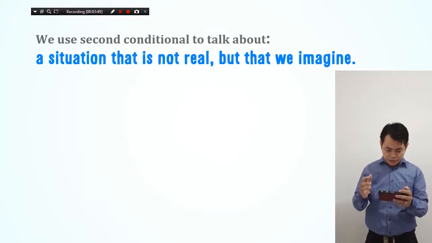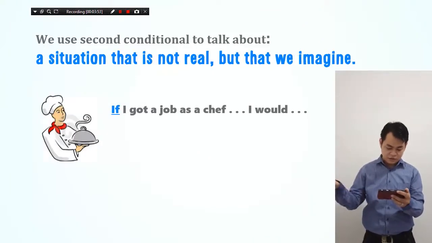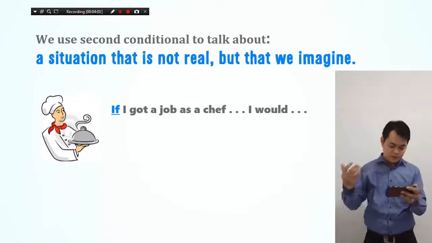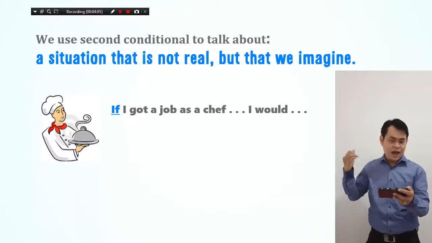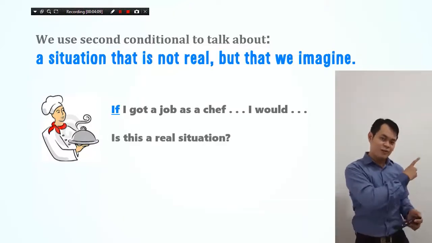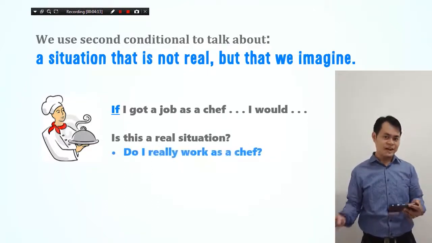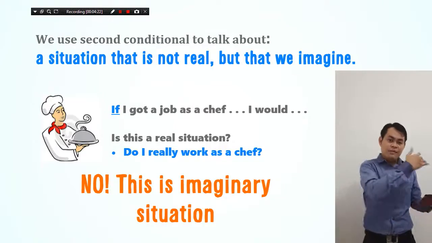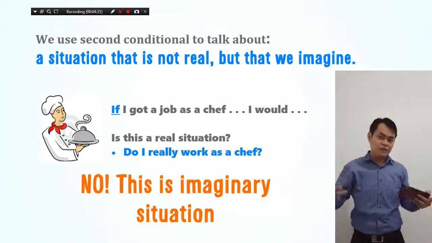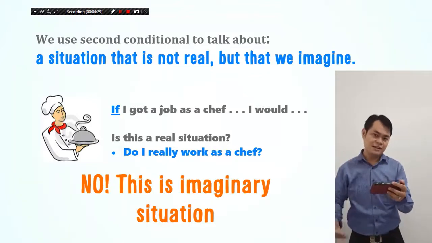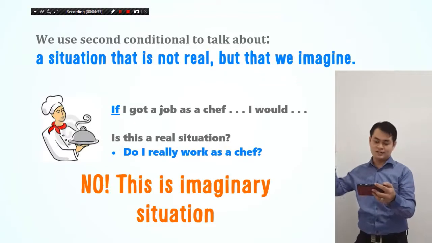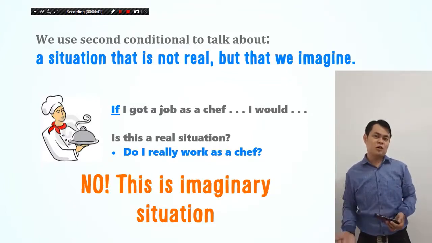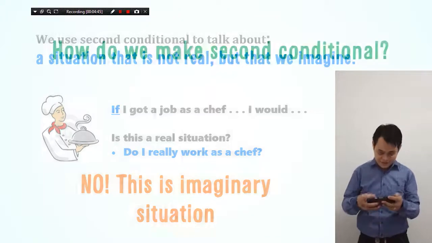Pay attention to the slide. There is an example there: a guy holding food, right? If I were that guy, if I got a job as a chef, the one who cooks, I would do this and that. Can you tell that the guy in the slide is really a chef? No, it's not real. He is not a chef because this is an imaginary situation. He imagines that he becomes a chef in the future, so he expresses his imagination using if I got. That's the structure of the second conditional. In fact, he's not a chef. So what's the real structure of the second conditional? We will talk about that in the next slide.